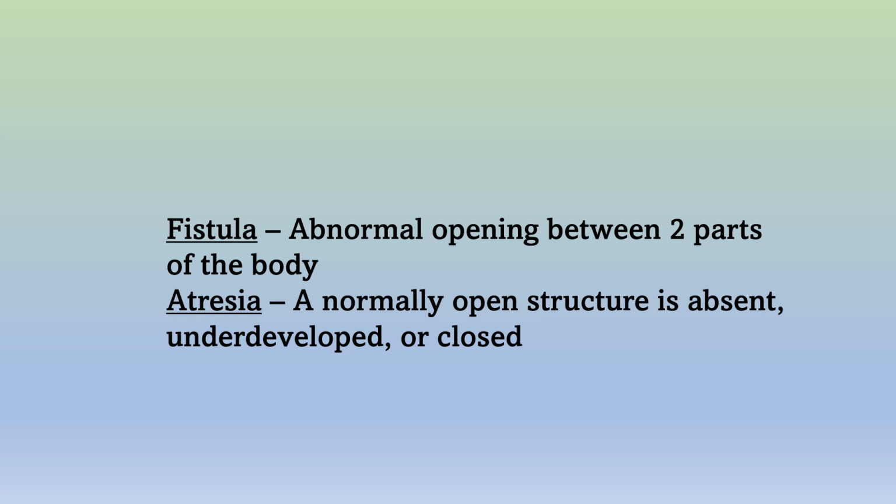It is best to become familiar with a few anatomical terms to ensure that you understand what is being discussed. A fistula is an abnormal opening between 2 parts of the body, so a tracheal esophageal fistula is an abnormal opening between the esophagus and trachea. Atresia occurs when a normal anatomical structure that should be open is absent, underdeveloped, or closed abnormally. Esophageal atresia refers to an abnormal or incomplete connection between the esophagus and the stomach, or simply the 2 ends of the esophagus do not connect as they should.